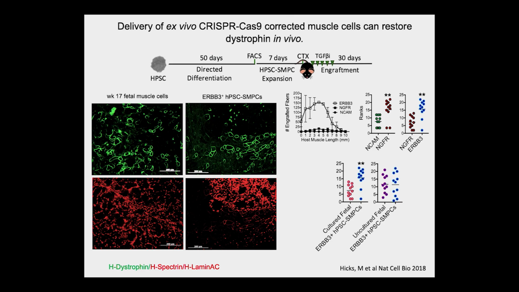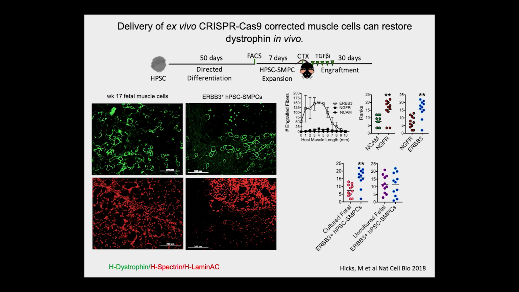And so we then asked the question, what about in vivo? If you take these cells that we've enriched, here I'm just showing the strategy. We differentiate for 50 days. We use either ERBB3, NGFR, or double positive cells. We cardiotoxin inject. Here we actually added TGF-beta inhibition in vivo because we thought it might help fusion in vivo, and it does. We get more cells fusing. When we add the TGF-beta inhibitor, we get an improved engraftment.